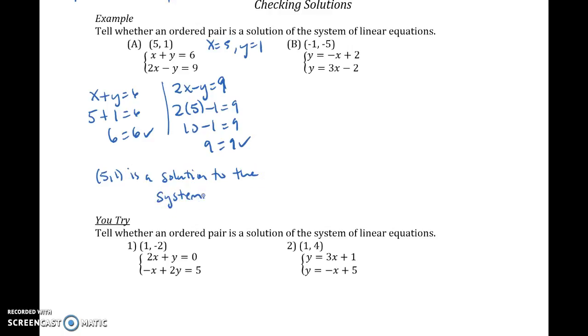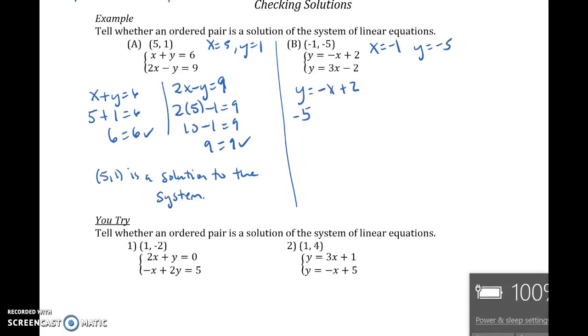Okay? So same deal for B. Just another example here. It doesn't matter how the equations are written, right? Just plug in what you know for x and y based on the ordered pair. So here my x is now -1 and y is -5. Again, just one equation at a time. And if one equation doesn't work, then it's not a solution. So you don't actually have to check both unless the first one you check works out.